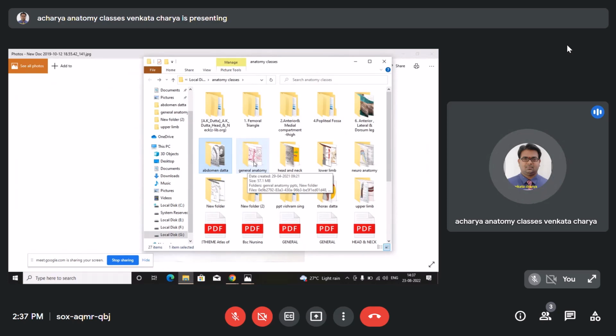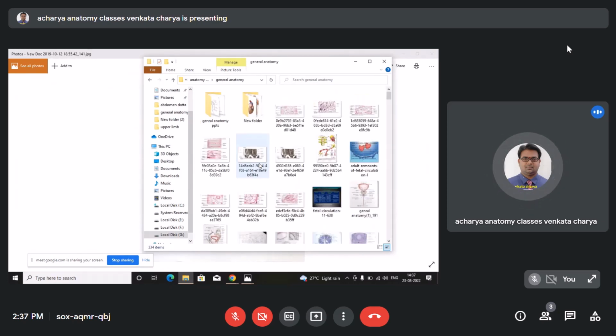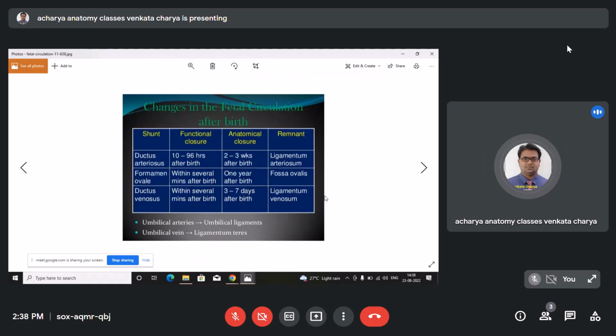Whenever the baby takes the first breath, the lungs are activated, and these changes will be done. See here, functionally closed, anatomically closed. The ductus arteriosus closes functionally 10 to 96 hours after birth. Anatomical closure takes 2 to 3 weeks. Are you getting? So it becomes the ligamentum arteriosum.